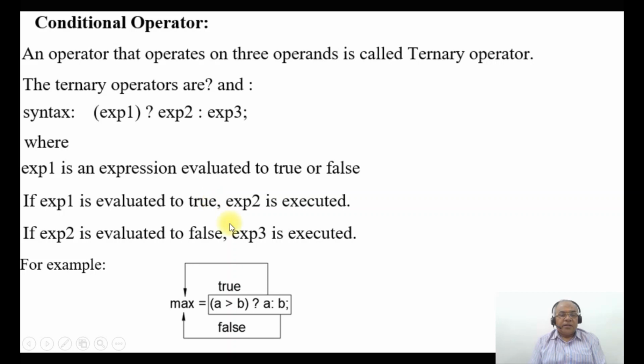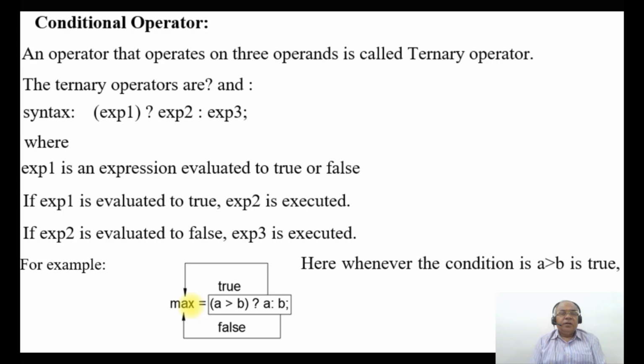So for example, you can see here the maximum value: A is greater than B, question mark, A, colon, B, otherwise it is executed for false. It is very clear from this figure: when A is greater than B is the condition before the question mark, if that is true, then A is executed for the maximum. If it becomes false, then B is executed for the maximum.